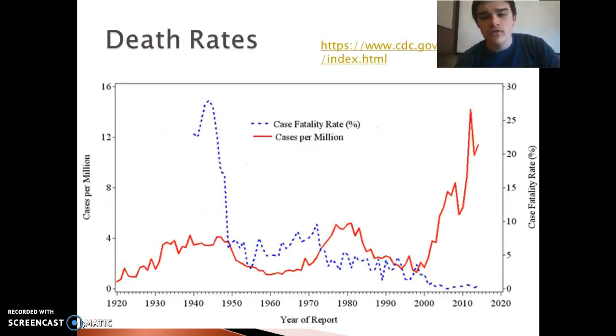So this graph shows the death rates and the cases per million from 1920, and then its projected value to 2020. So as you can see, the cases per million started off really low, and then they started to get higher and higher once it hit around 1970. However, the death rate has also dropped significantly since 1940, and as you can see, around 2010, it's close to zero.